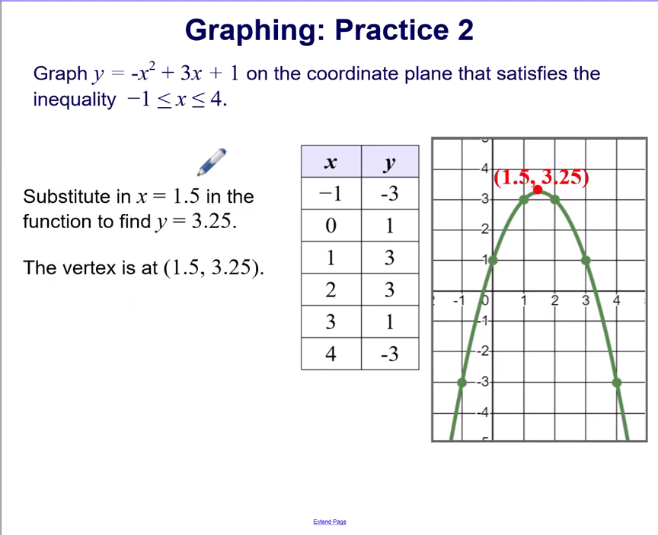When I substitute 1.5 into the function, we find out that y is equal to 3.25. That's the vertex. The vertex is 1.5 and 3.25, as denoted right here. That vertex is also a maximum value since the parabola opens downward. Notice the coefficient of x squared is negative.